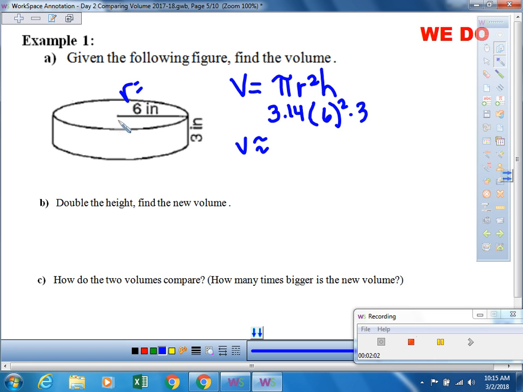So what did we get for our volume? 339.12 inches cubed. Okay, now we're going to double the height. So instead of the height being 3, I want you to substitute in the height being what? 6. So do the same thing, substitute the height being 6. See what happens to the volume.